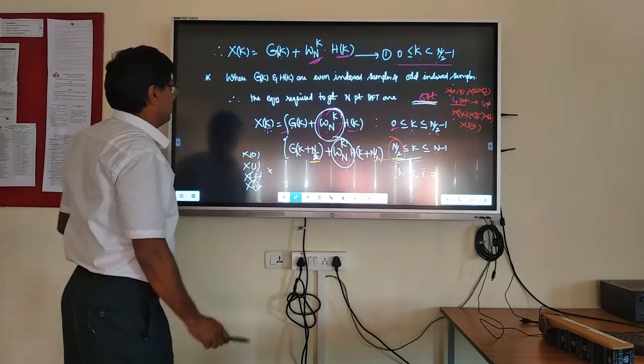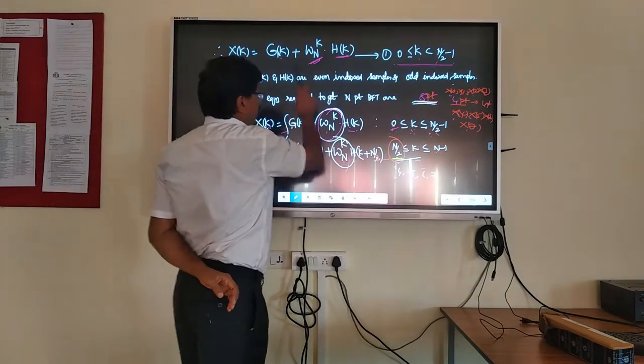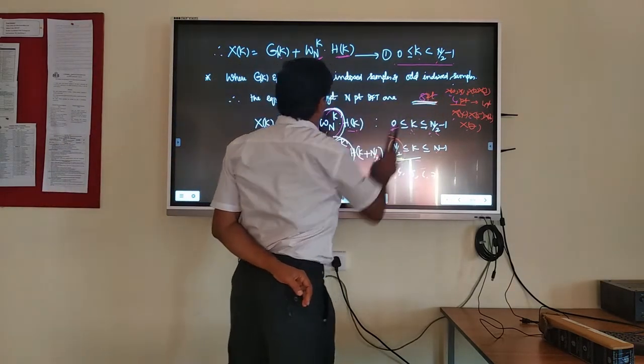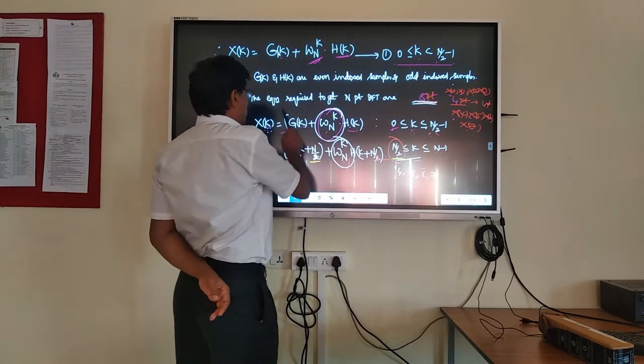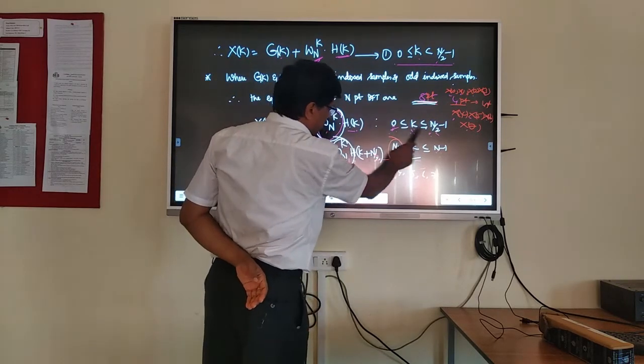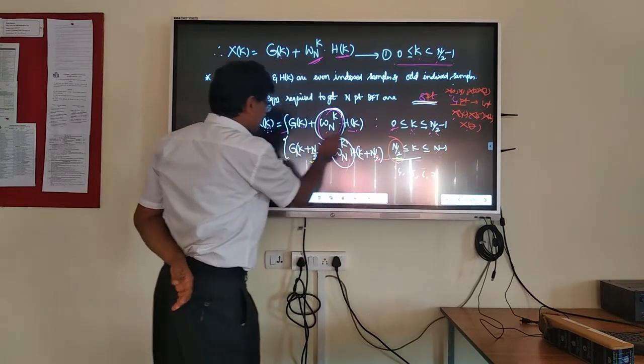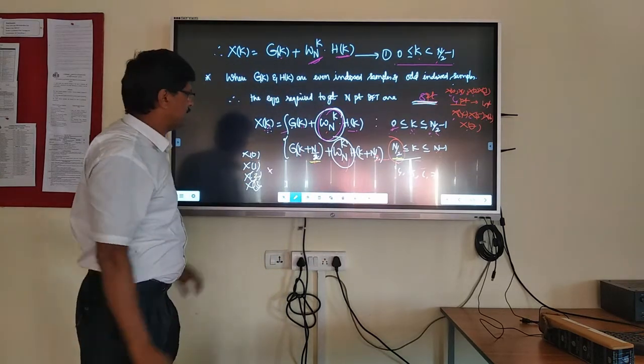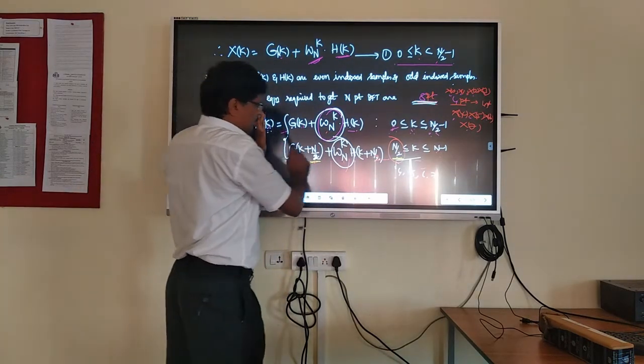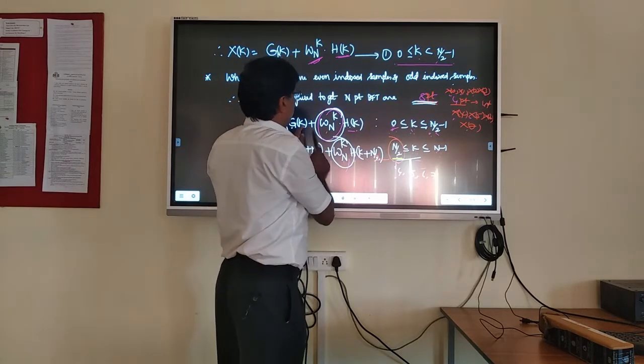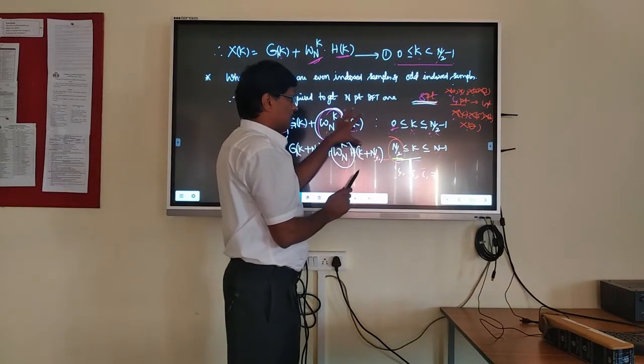That's why what I write is that G of k and H of k are the even index samples and odd index samples. The required equations to get the complete N point DFT can be written in these two forms. What is that? First, X of k, the first line is as it is: G of k plus omega N to the power k into H of k.